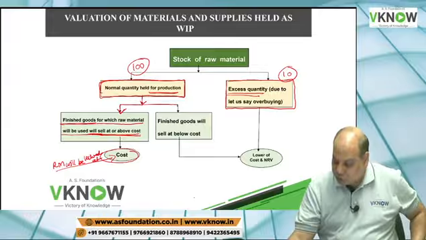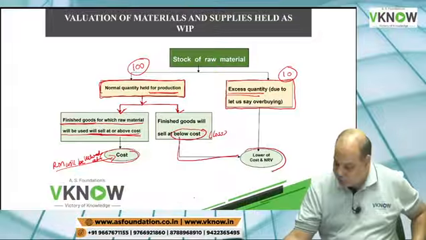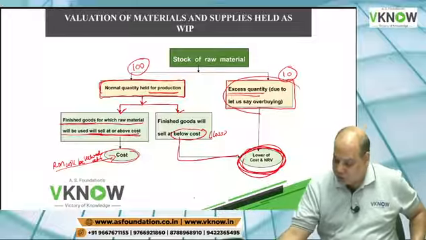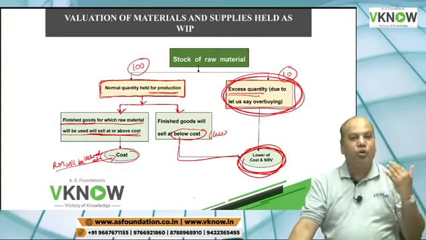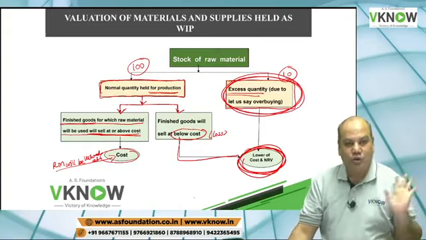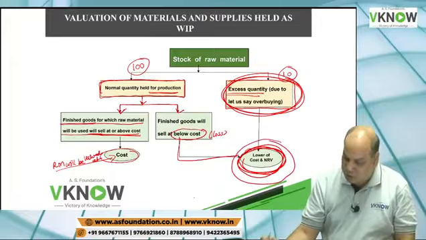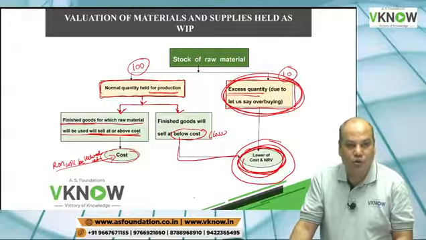But if finished goods is going to be sold below cost, that means finished goods will be sold at a loss, then I will apply my general principle, lower of cost and NRV. For excess quantity, that is the quantity which I am not going to use myself but am going to sell because it is excess, I will again apply the golden rule of this chapter, cost or NRV, whichever is lower.